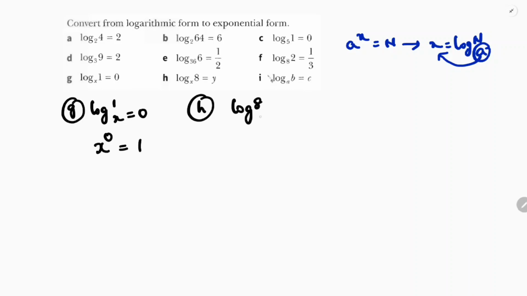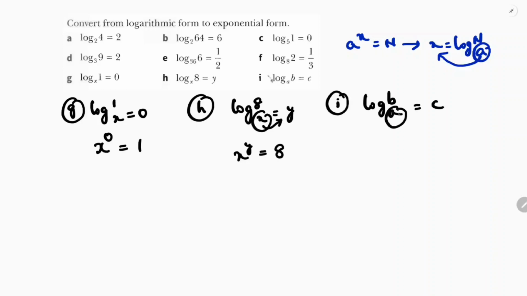Log 8 to the base x equals y. X power the answer equals n, which is 8. Next, log b to the base a equals c. So a power c equals n, which is nothing but here b. So in this way, from logarithm form to exponential form, and if you want to write exponential form to logarithm form also, we need to use the definition of logarithms.